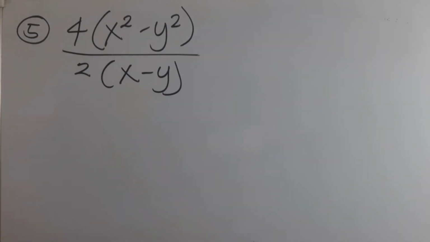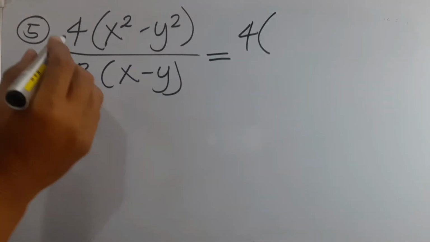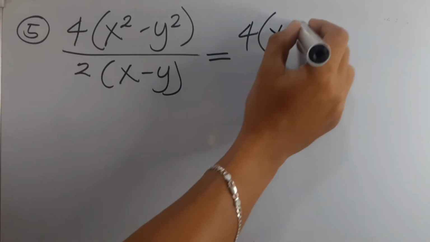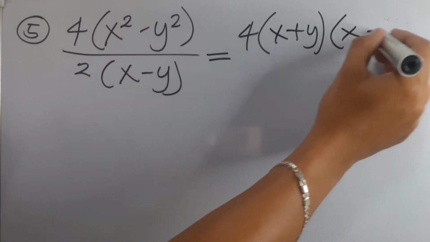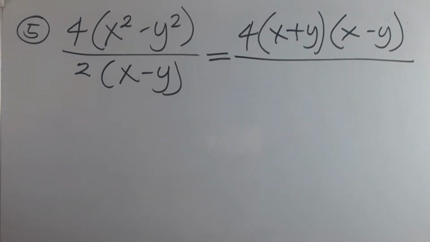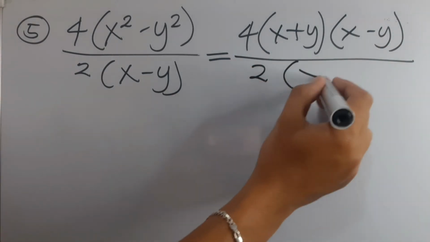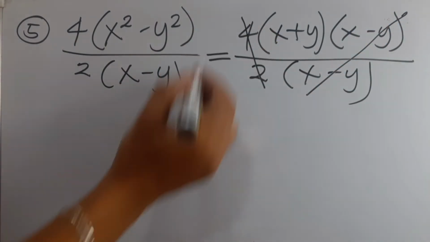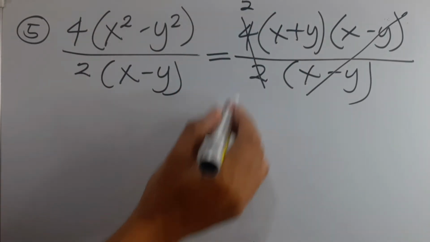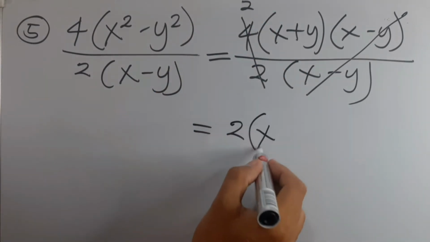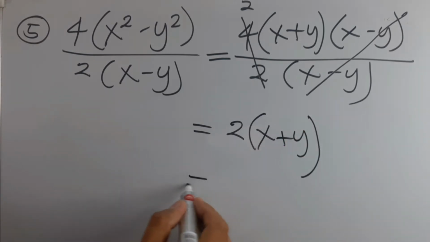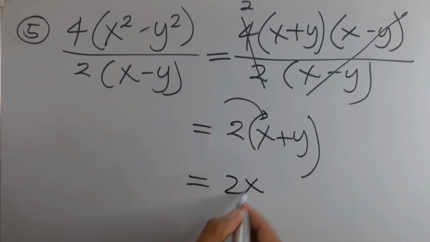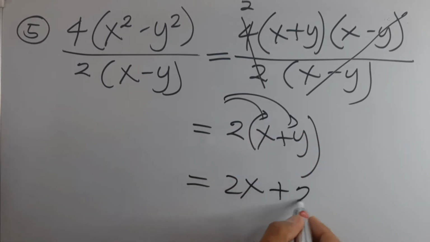Next, number 5, simplify 4 quantity x squared minus y squared all over 2 quantity x minus y. For x squared minus y squared, the factors are x plus y and x minus y, the difference of two squares, and copy. Then cancel common factors, cancel also 4 and 2, we have 2 here, so what remains is 2 times x plus y, or 2 times x is 2x, 2 times y is 2y.